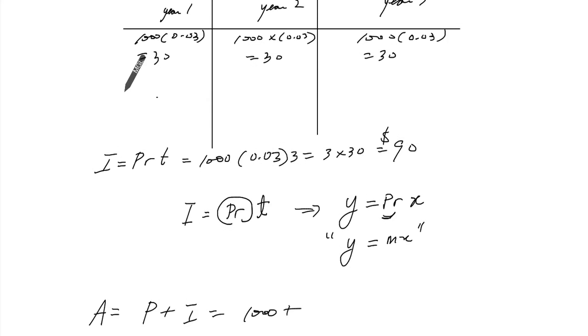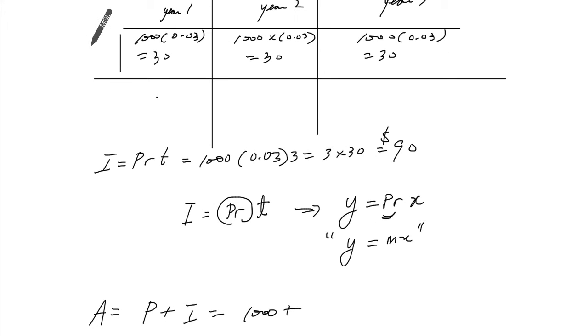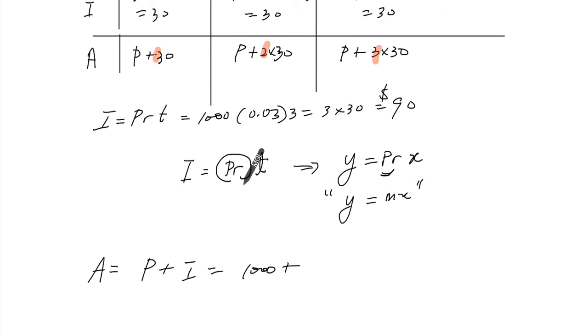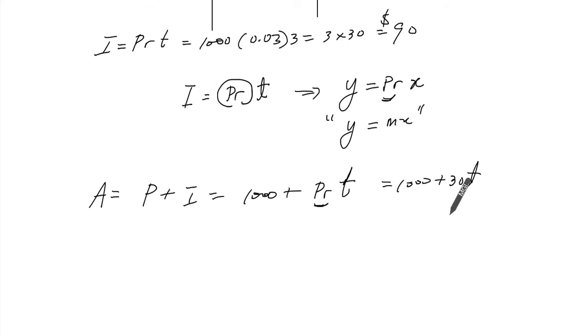After year 1, so maybe I should write here, this is I. So A will be P plus 30 here, and here it'll be P plus 2 times 30, and here P plus 3 times 30. So the only thing that's changing is this 1, 2, 3. There is T, the number of years. This will be just PRT, or PR in this case was $30. Again, this is a linear equation.